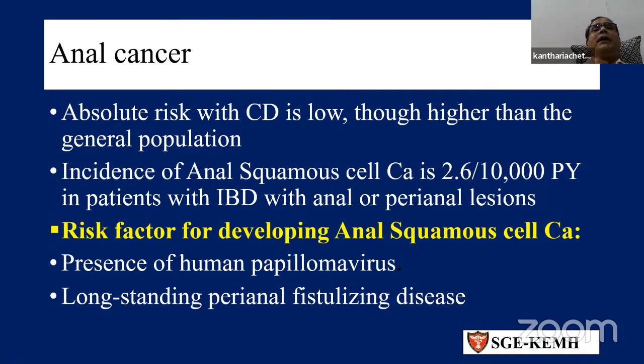Now coming to anal carcinoma. Though the development of anal carcinoma in patients with Crohn's disease is not very high, it is definitely higher than the general population. So the incidence of anal squamous carcinoma is around 2.6 per 10,000 patient years in patients with IBD with presence of anal or perianal lesions. The risk factors are presence of human papillomavirus and patients with long-standing perianal and fistulizing disease.